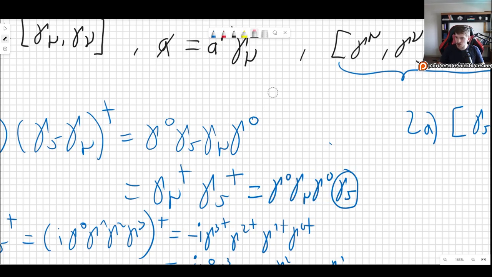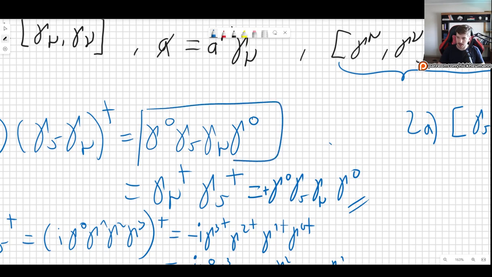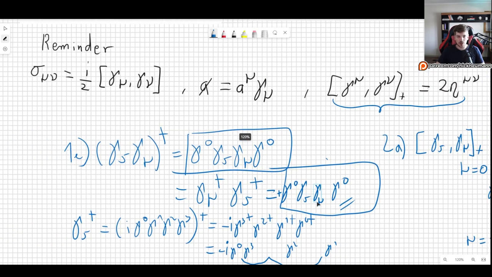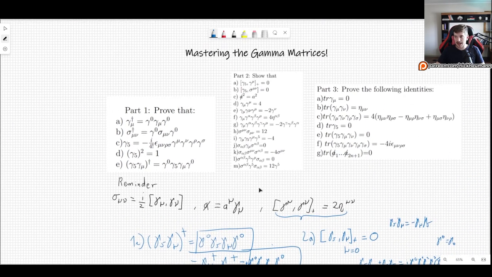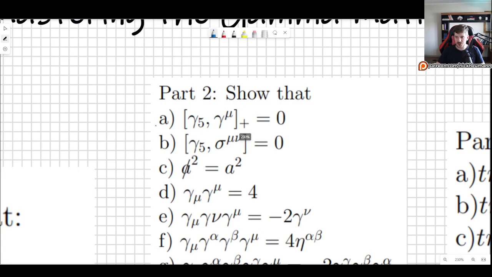So now what we need to do is anti-commute gamma 5 and gamma 0, which we know we can do. This is going to be gamma 5, this is going to be gamma 0, and we put a minus sign in front. And now we anti-commute gamma mu and gamma 5. We put another minus sign in front, but that one cancels out this one, so we get plus. And now we have exactly the same as there, right? We have exactly the same thing. So there we go. We have already solved part 1e. And in doing that, we also solved part 2a. So yay us, I guess.